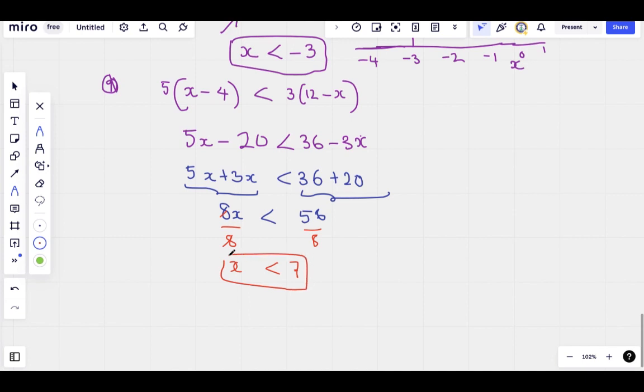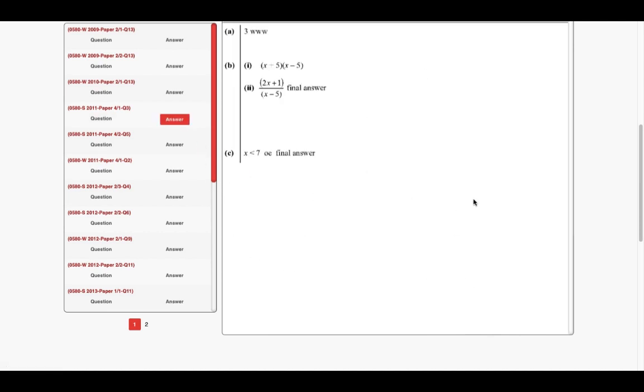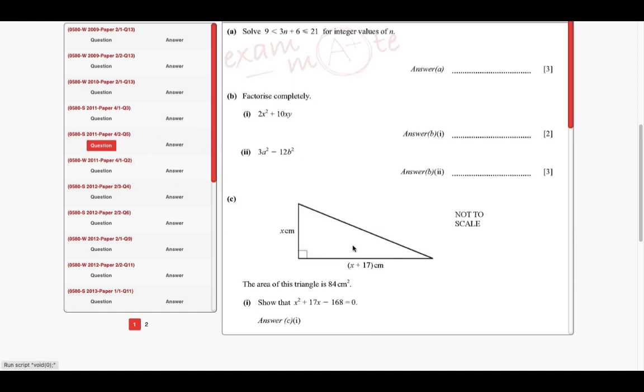So you can just put it on a number line as the case may be. Is that okay? See, x is less than 7 for the inequality solution. So we go to the next question. The next question, inequality, is this one. Is the first question actually.